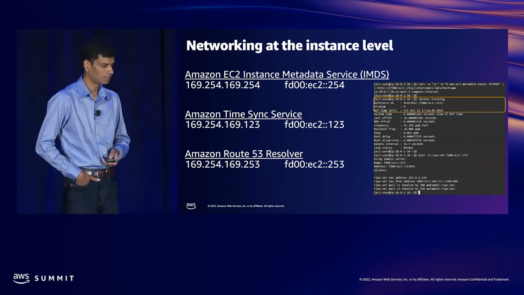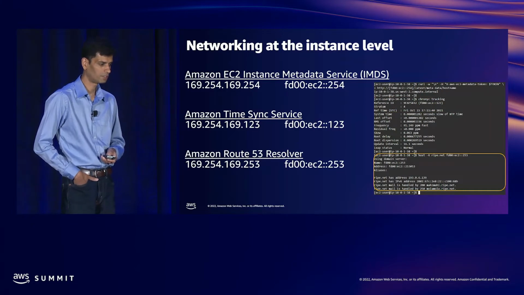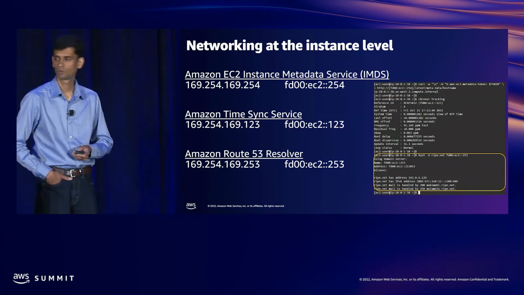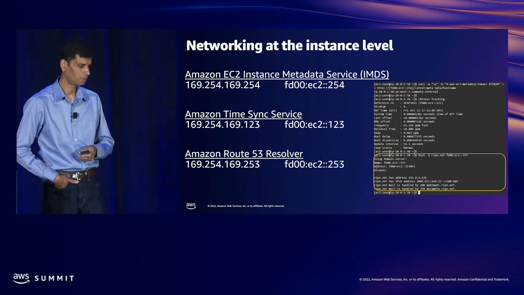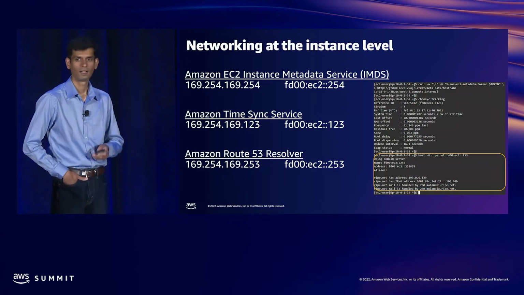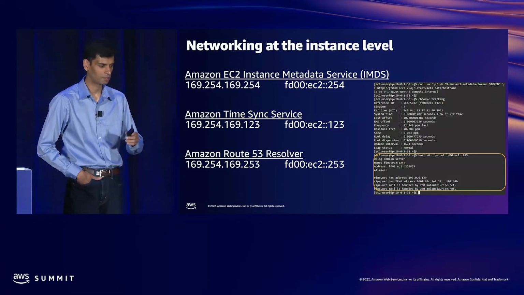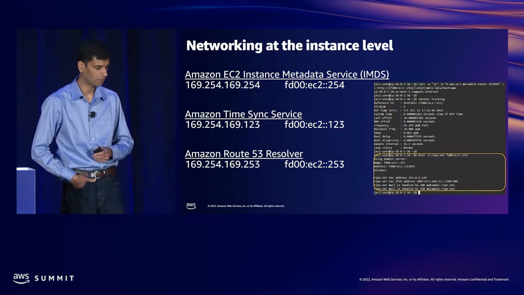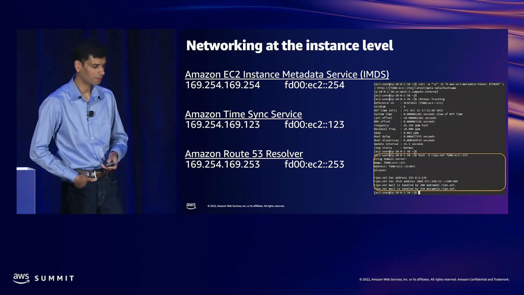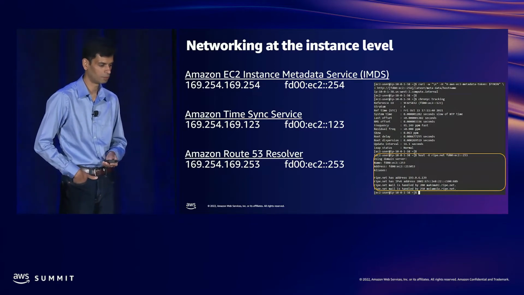And then the third is the Amazon Route 53 Resolver service at this 169.253 address. And again, there is an IPv6 address for that service. This is used for your DNS query resolution within the VPC. And I have an example here using the IPv6 service to query the domain name of a particular DNS name.